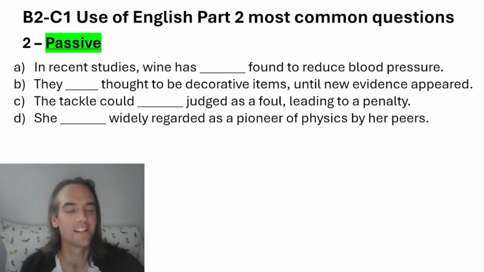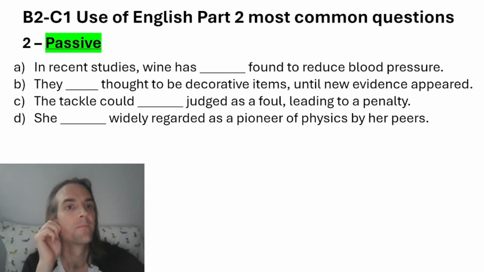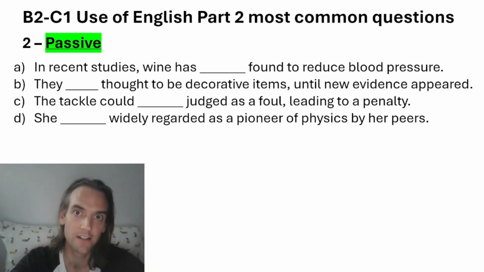These are all passive sentences, aren't they? So they're all going to be using to be plus past participle: found, thought, judged, regarded. They're going to need some form of to be. So you should have passive sentences for all of them if you don't change them.